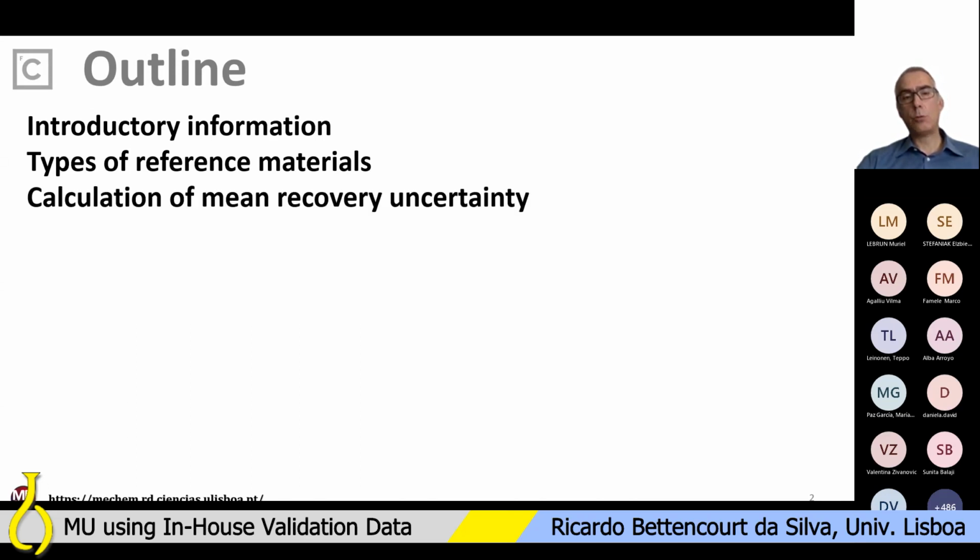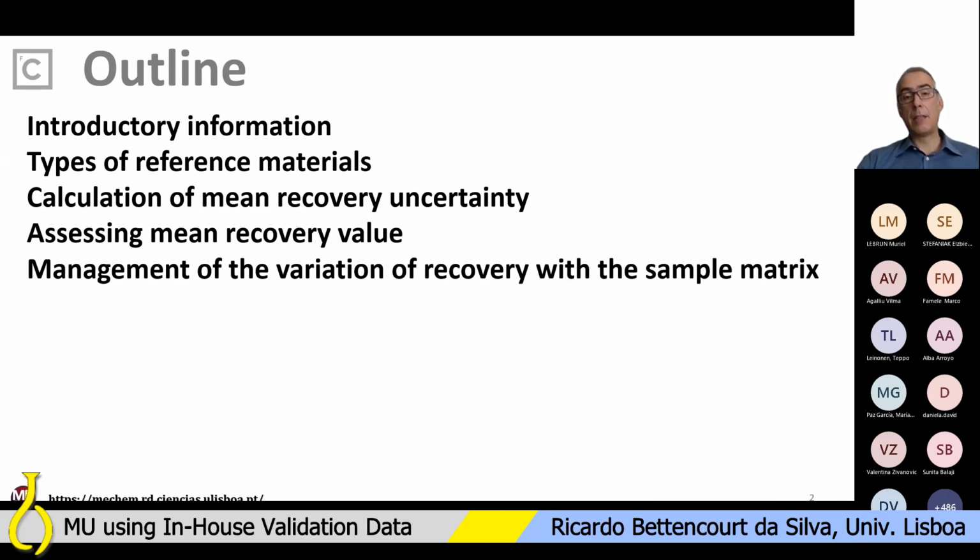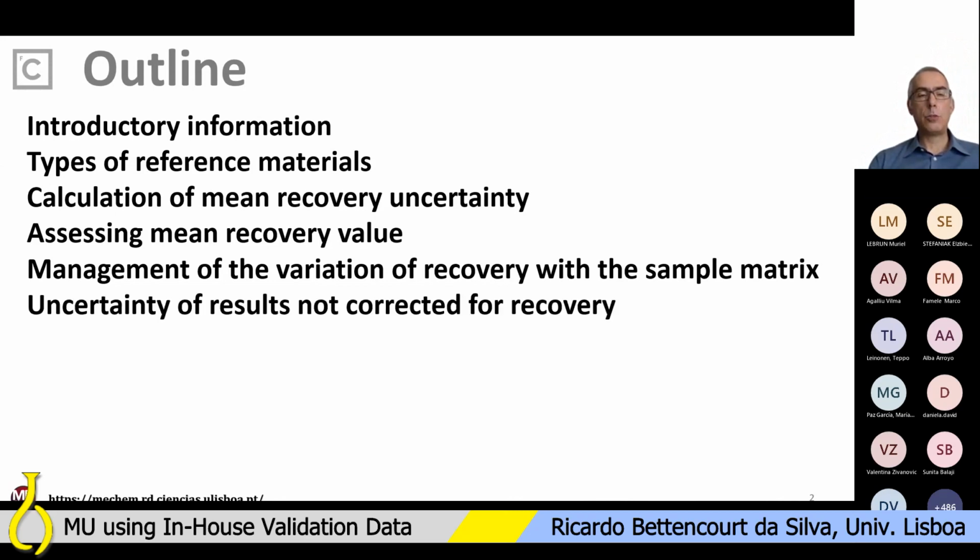And then I will discuss how to calculate the mean recovery uncertainty. I'll give some more examples than the one that I presented in my first presentation, and then I will discuss how to assess the mean recovery value and how to manage the variation of recovery with the sample matrix, rather difficult to handle, and what we should expect when the results are not corrected for recovery. And then I will close with some final remarks.